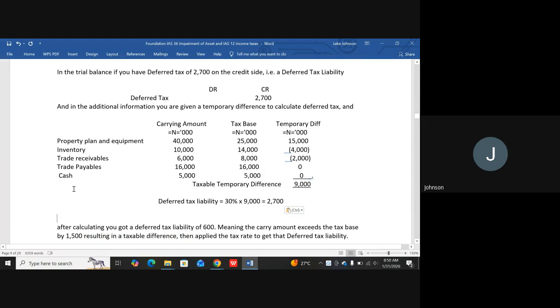So they are going to give you the carrying amount of an asset. They're also going to give you the tax base. Let's say we have property, plant, and equipment.